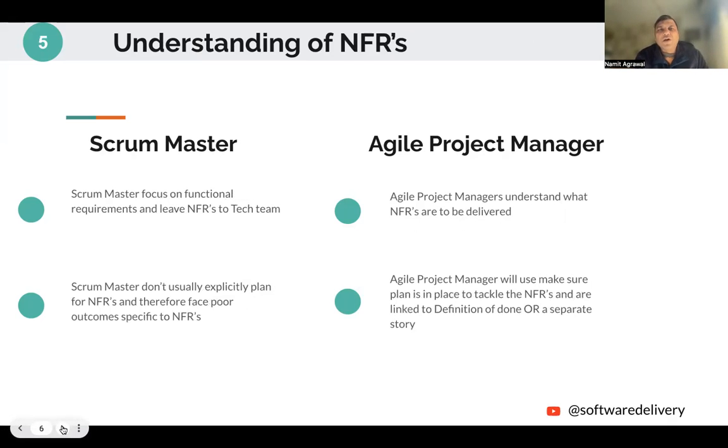Understanding of non-functional requirements. Scrum Masters would focus largely on functional requirements and would leave the non-functional requirements to the tech team to address. Scrum Masters don't usually explicitly plan for non-functional requirements and therefore face poor outcomes specific to NFRs. Agile project managers, on the other hand, understand what NFRs are to be delivered for their project. They will make sure that the plan is in place to address the NFRs, and they exist either as acceptance criteria within the user stories or they have been set up as separate user stories themselves.